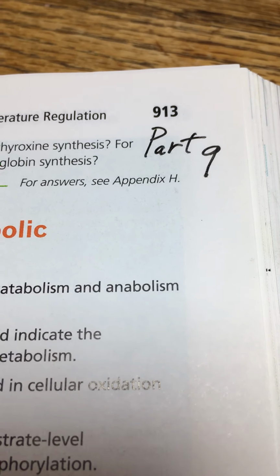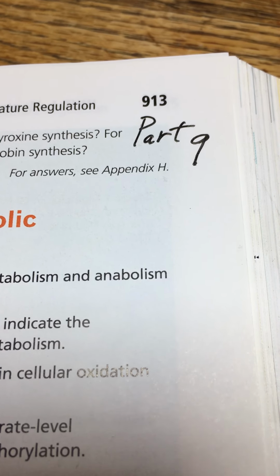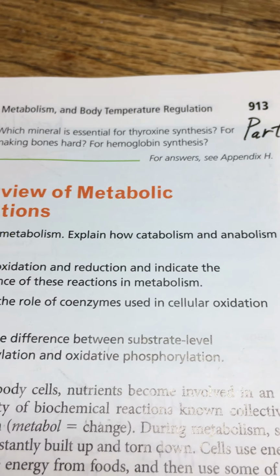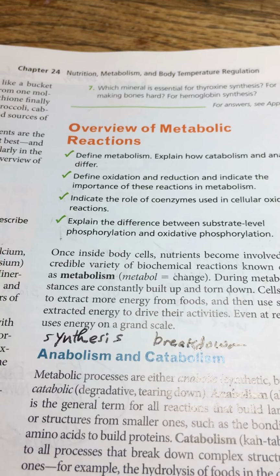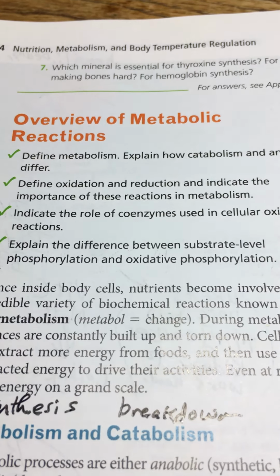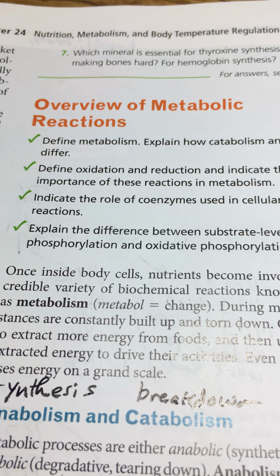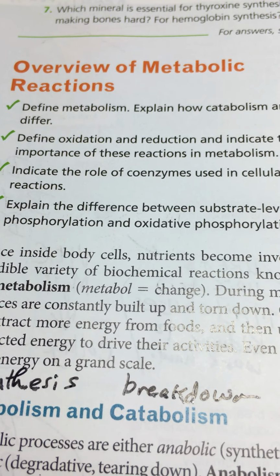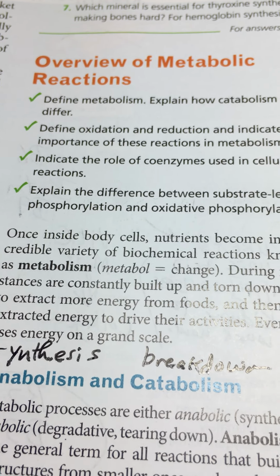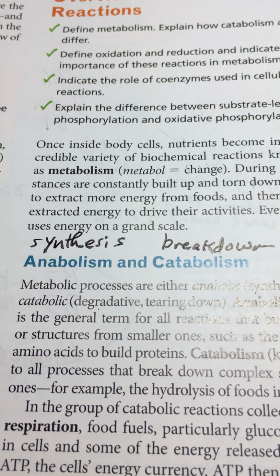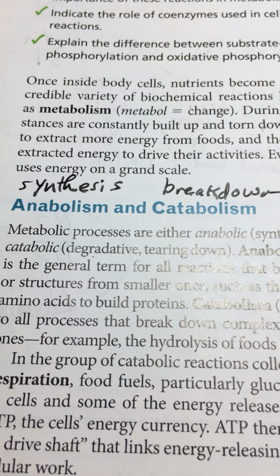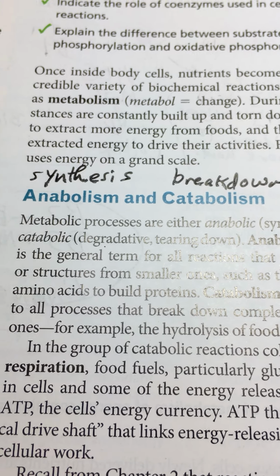Here we are at part 9 of Nutrition and Metabolism, page 913, and we have an overview here of the reactions of metabolism that lead to nutrition and that utilize nutrition substrates. Here they're differentiating between anabolism and catabolism.